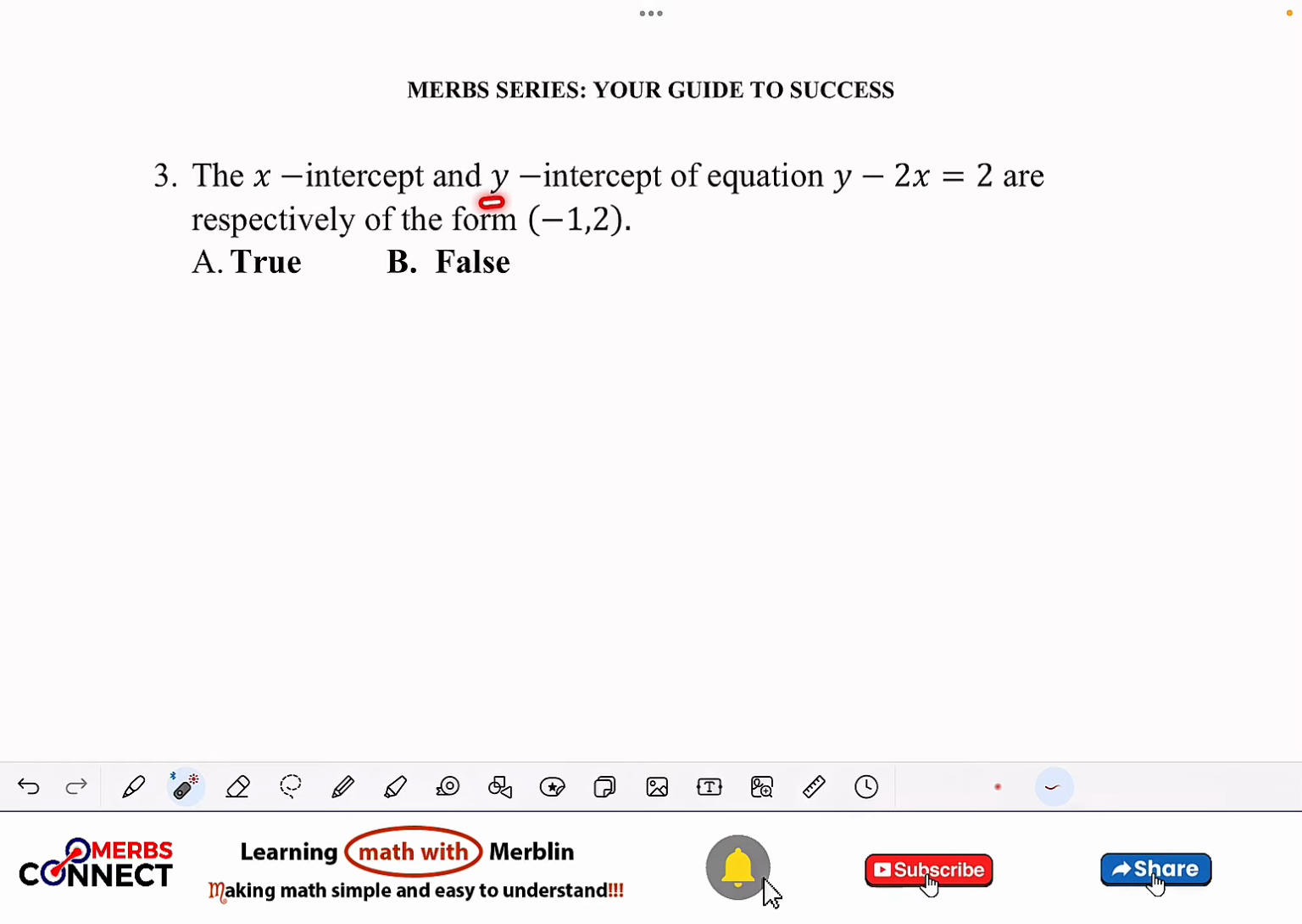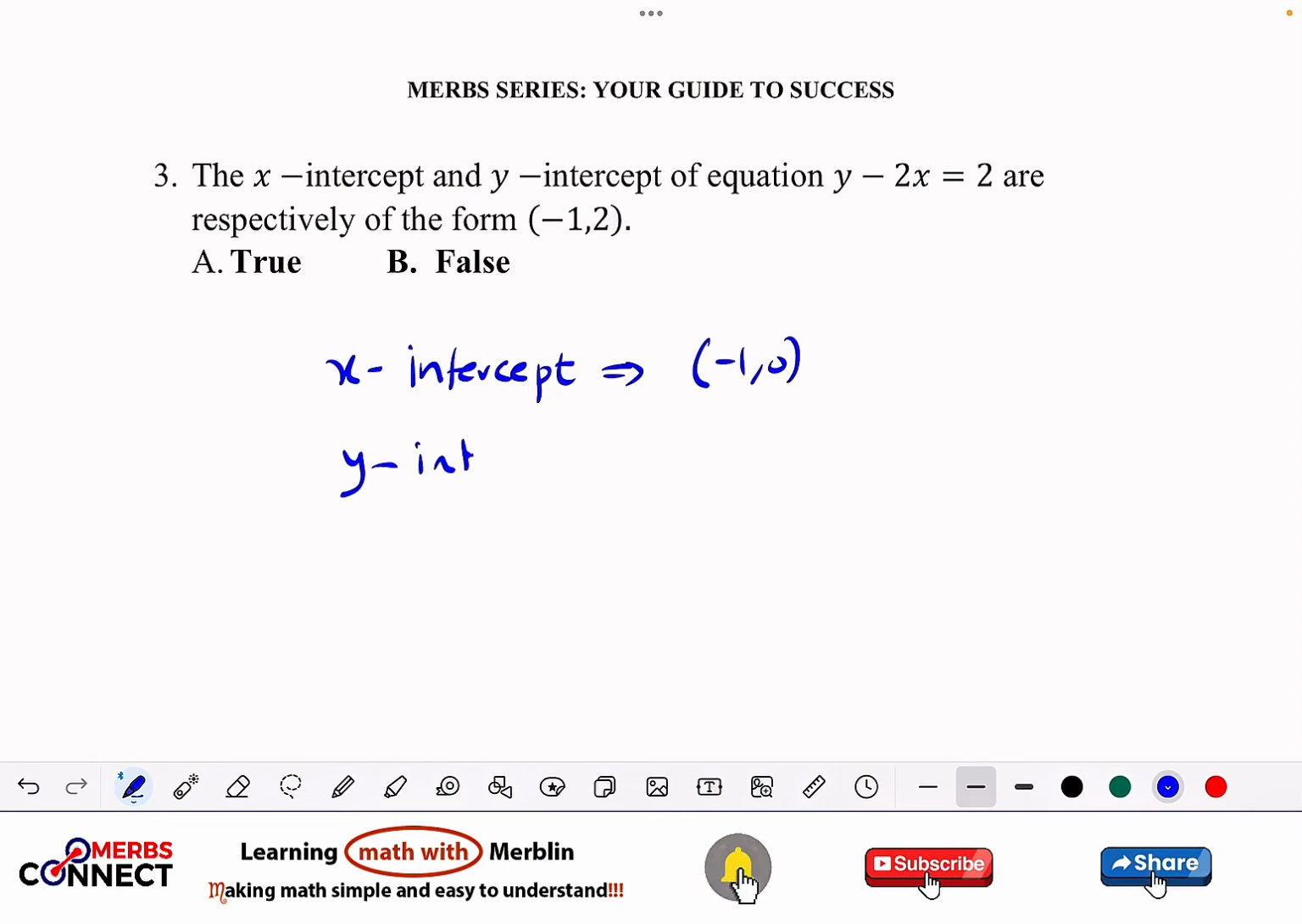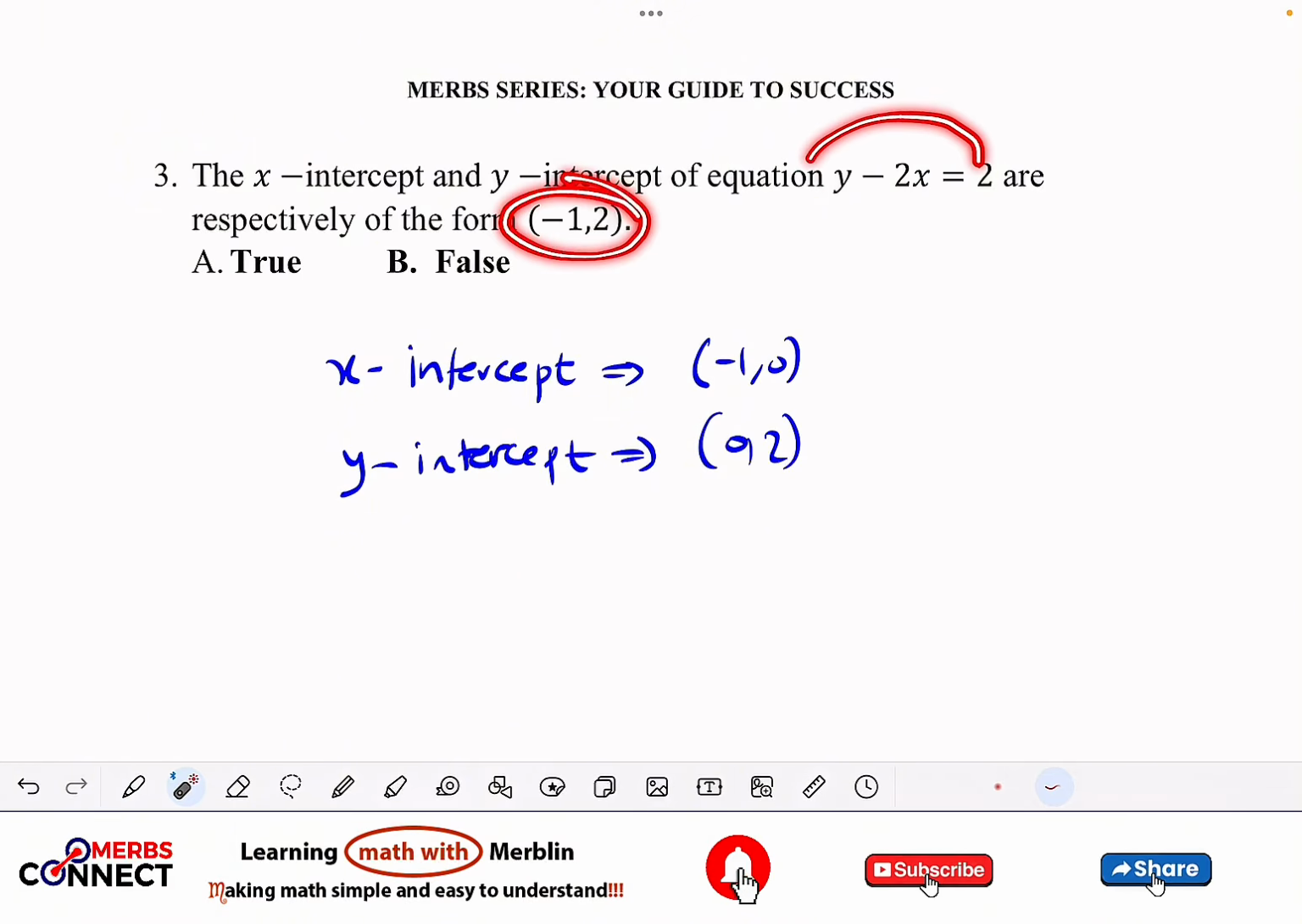The x intercept and y intercept of the equation are this respectively. So this means that the x intercept is this, and then the y intercept is also this. So I can write this one as x intercept will be minus 1 and 0, and y intercept will be 0 and 2. So this is the intercept. We want to check if indeed these are the intercepts of this equation.